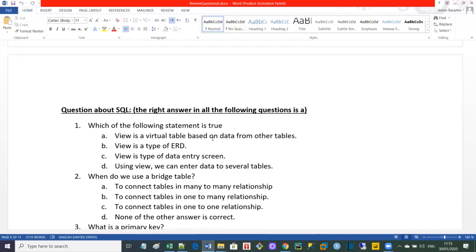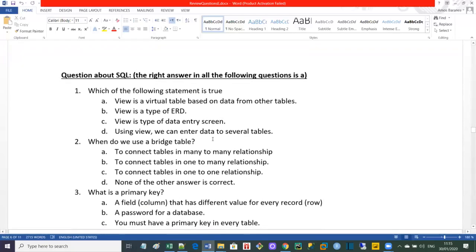Or you can say that a view is a virtual table, in the sense that it functions like a table, but it's based on data from other tables. All the rest really are nonsense, so I won't even go over them.